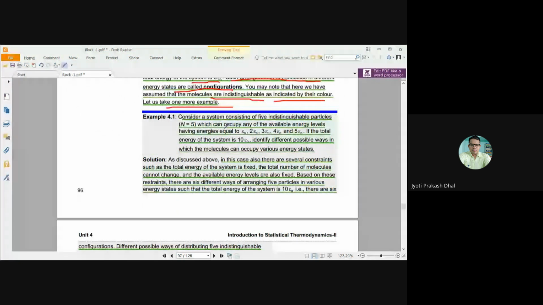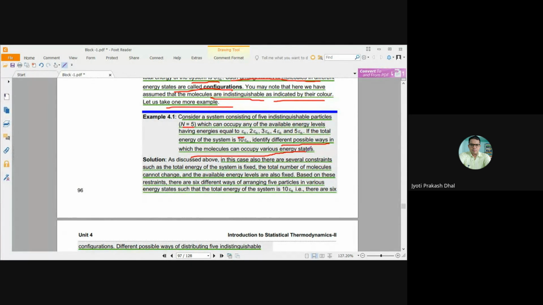Consider a system consisting of 5 identical particles, that means 5 indistinguishable particles. So here n equals 5, which can occupy any of the available energy levels having energy equal to epsilon 0, 2 epsilon 0, 3 epsilon 0, 4 epsilon 0, and 5 epsilon 0. If the total energy of the system should be 10 epsilon 0, then identify the different possible ways in which the molecules can occupy the various energy states.